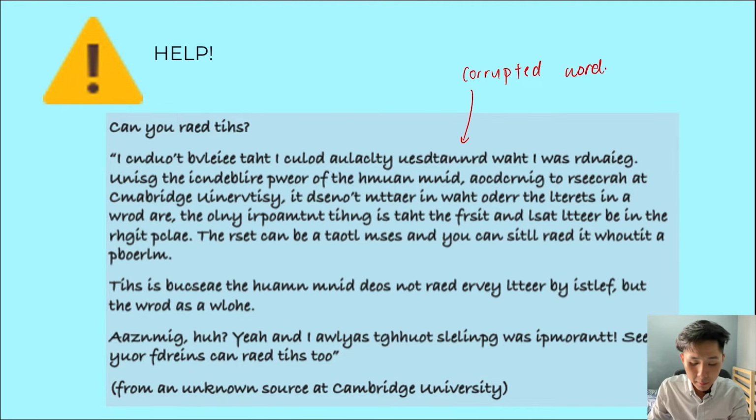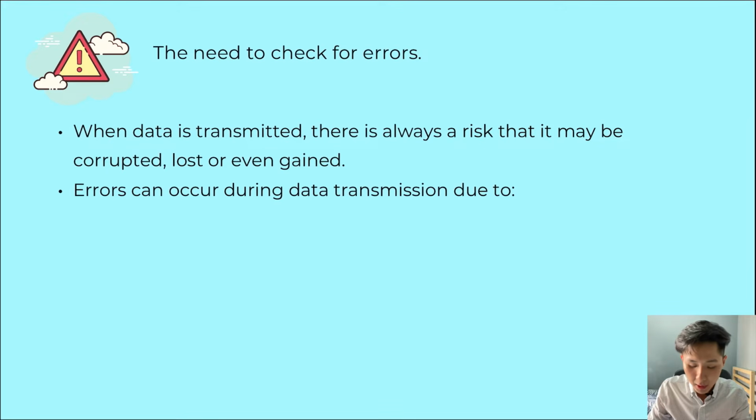But the computer wouldn't know this. It will still display this message. It wouldn't know an error in data transmission has occurred. Therefore, we need to check for errors. We need to check for errors during data transmission.